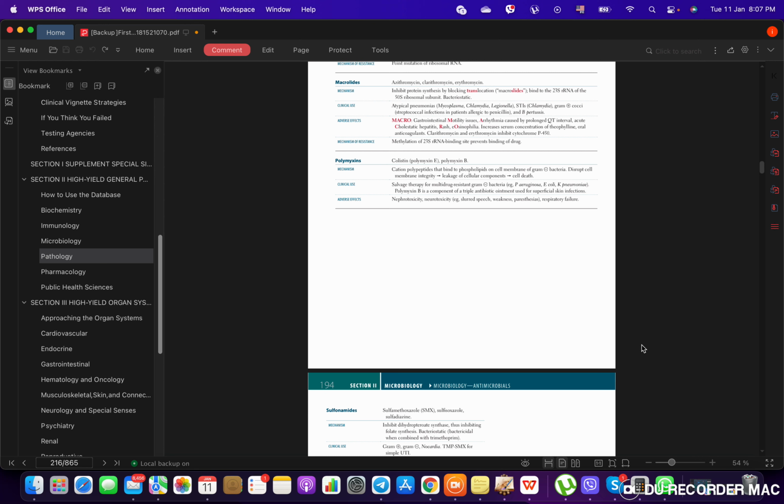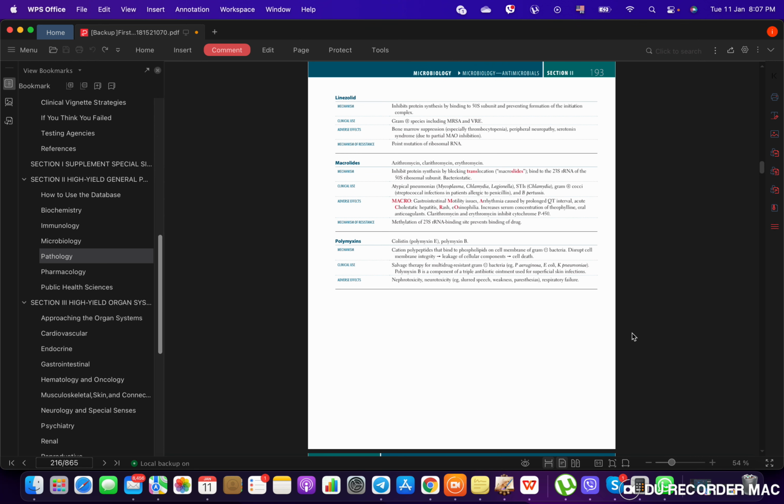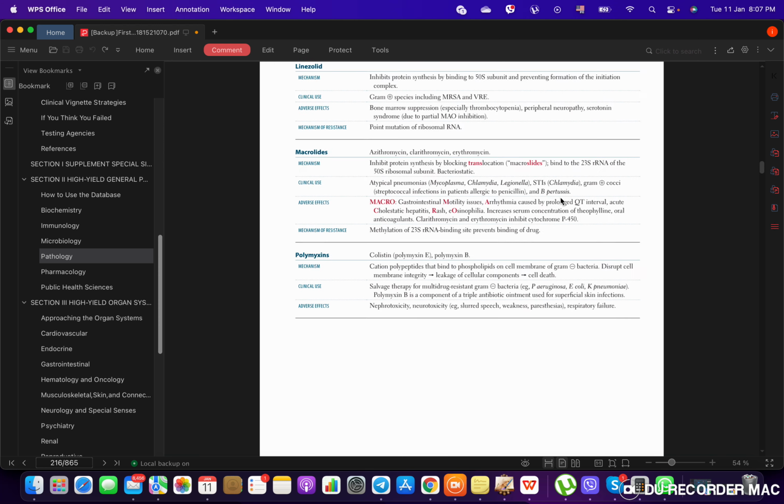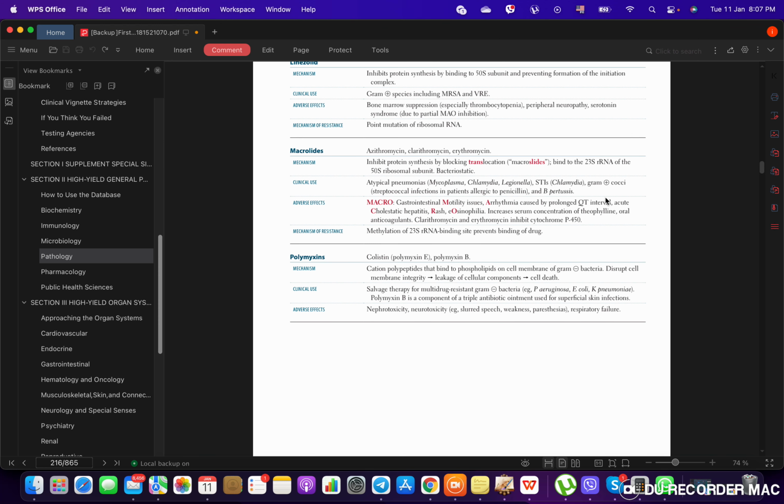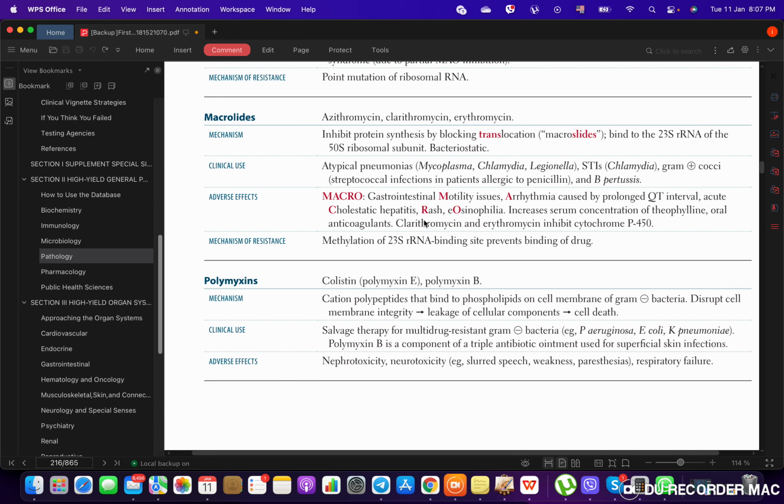So, basically, the macrolides and the fluoroquinolones can lead to QT prolongation, thus the ectopic foci inside of our heart that are normally latent and do nothing can be activated. This macrolide can also lead to rash, eosinophilia as well. Increased serum concentration of theophylline and oral anticoagulant might be needed.